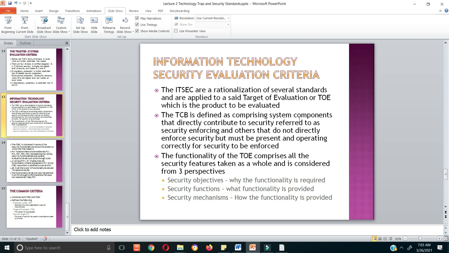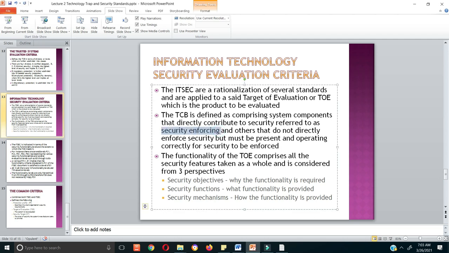Here, the TCB will be defined as comprising different components. There are those components that directly contribute to security, which are referred to as security enforcing, and others that must be present and operating correctly in order to enforce that security. The system to be evaluated is referred to as a target of evaluation, or TOE. Your TCB is actually the TOE, and it comprises all the security features taken as a whole and considered from three different perspectives.